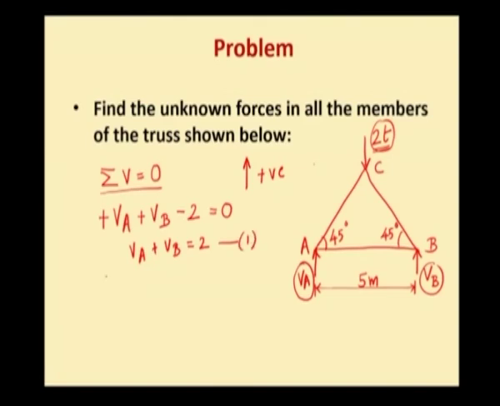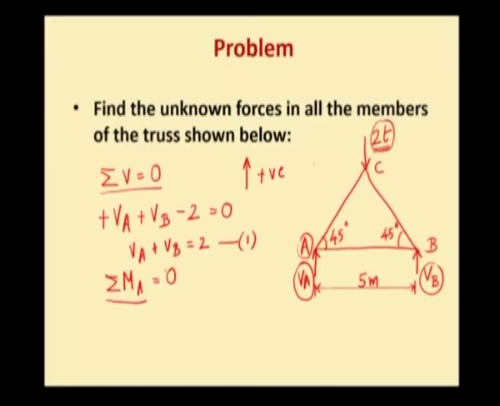Now, the algebraic sum of moments of all forces about any point, say let us consider this joint A, should be equal to 0, because joint A is a pin joint and hence there will not be any moment. So, sigma M A will be equal to 0. Similarly, sigma M B will also be 0. So, you can also use the second equation as sigma M B equal to 0.